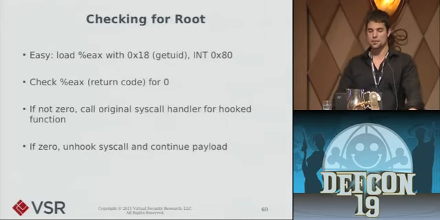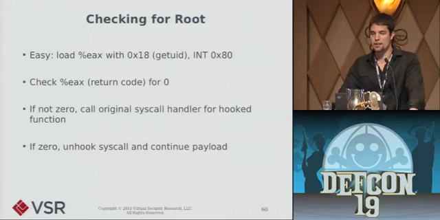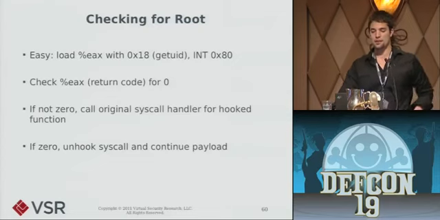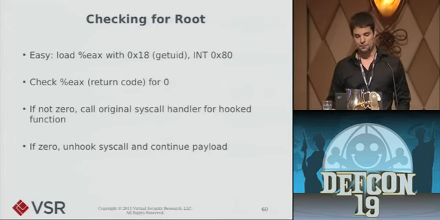So now back to the actual challenge. We wanted to see if our process is owned by root. All you need to do is load the EAX register with the syscall number for getuid and call int80. It's really easy. Then you can just check the return code. If it's 0, then we know our process is owned by root and we'll carry on. If it's not 0, then we'll just send that process along and have it call the original syscall handler that we hooked. So it just does whatever it was intending to do and keeps going.